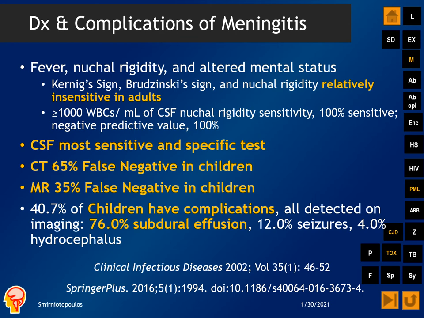CT is falsely negative in about 2/3 of children, but MR is much more sensitive, with a false negative rate of only about 1/3. About 40% of children will have complications that will be detected on imaging, including about 76% having a subdural effusion.